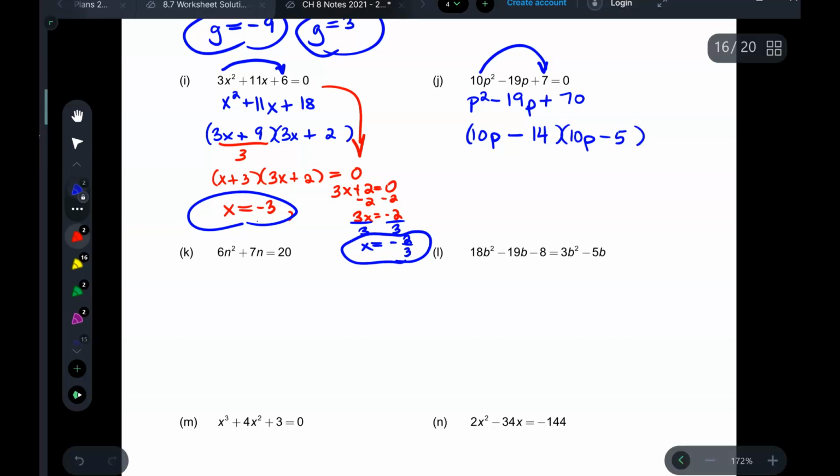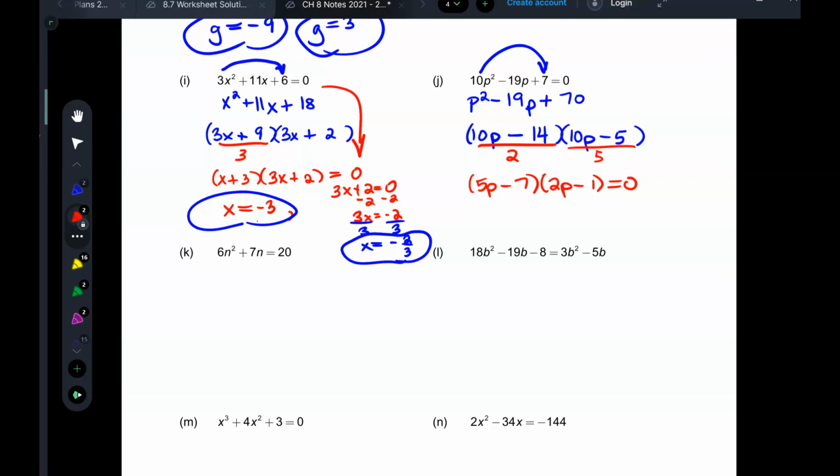Okay, can we reduce these? No. This one we can reduce by 2. What about the second one? 2 or 5. 5 is bigger. You always want to reduce it as much as possible. So I have 5p minus 7 and 2p minus 1. Again, you could always FOIL that last result to make sure that we get back what we started with.